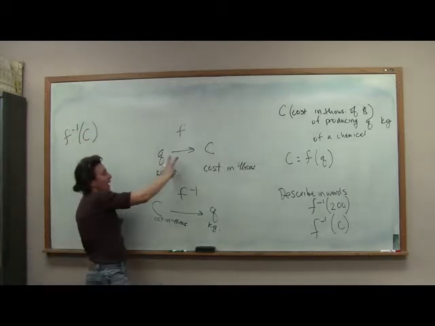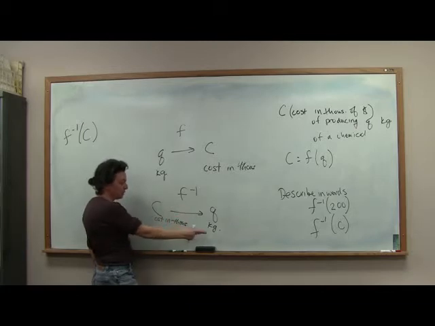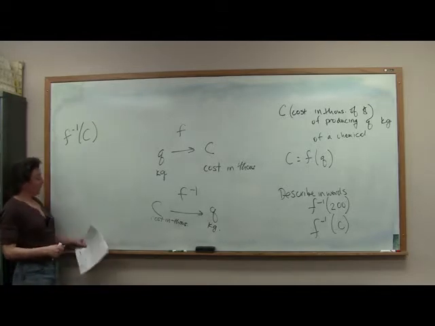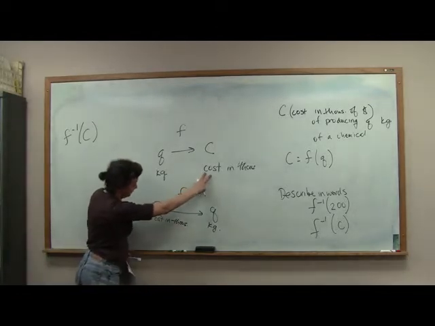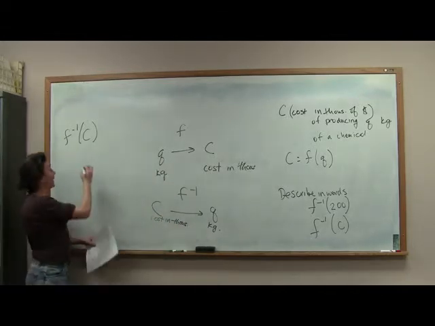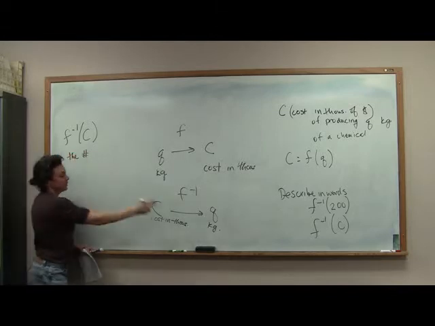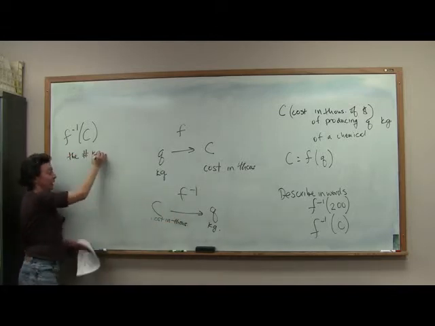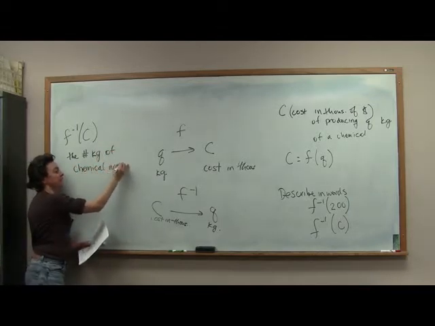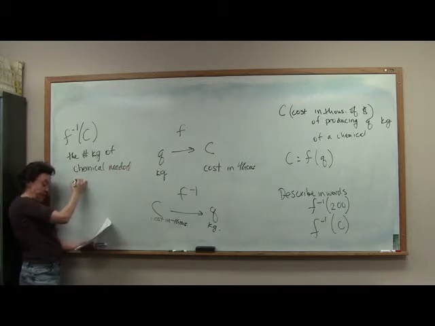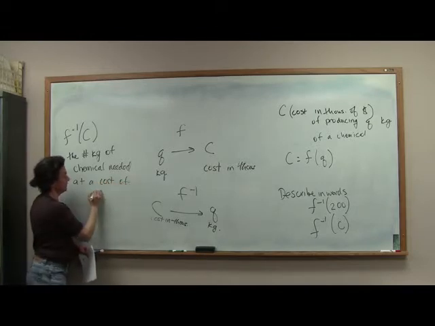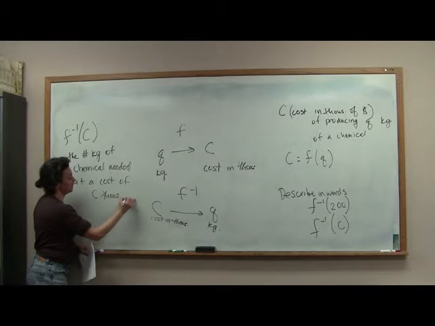Okay? Now, again, how do we interpret this in words? Start with your output. So the way we would start with our output, notice here it was the cost to produce this many kilograms. Now what we have is, start with your output: the number of kilograms, we could say, of chemical needed at a cost of C thousands of dollars.